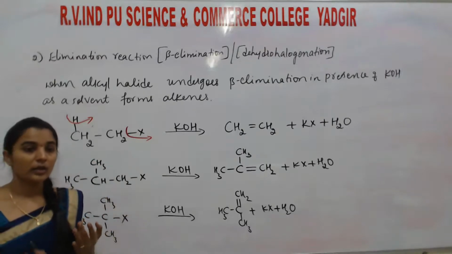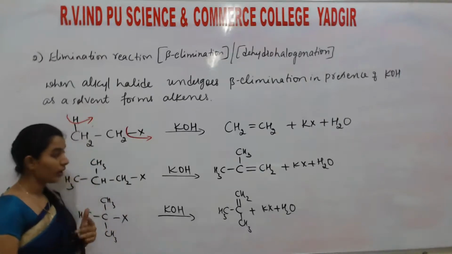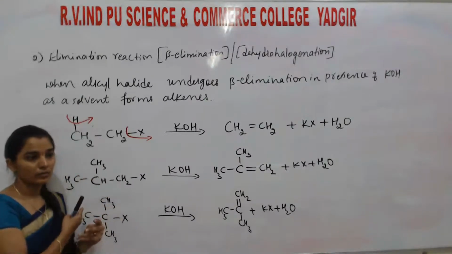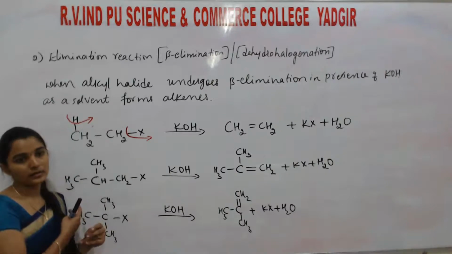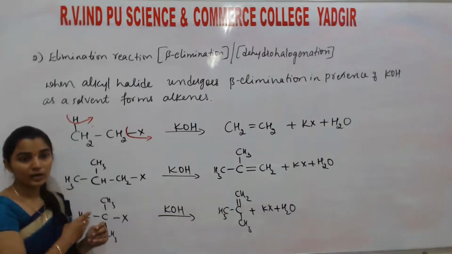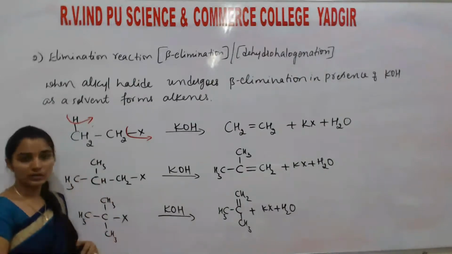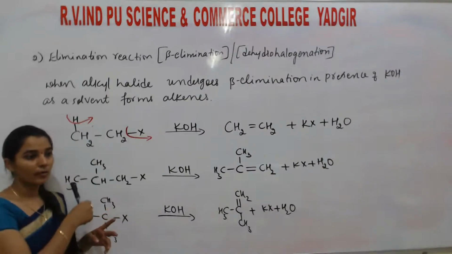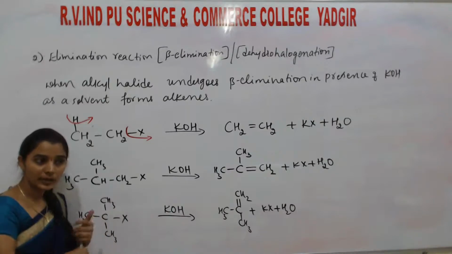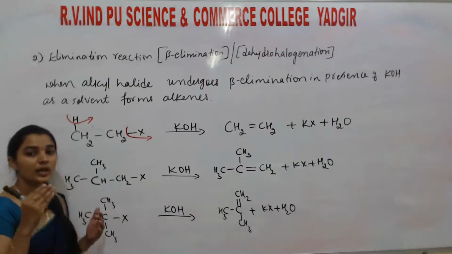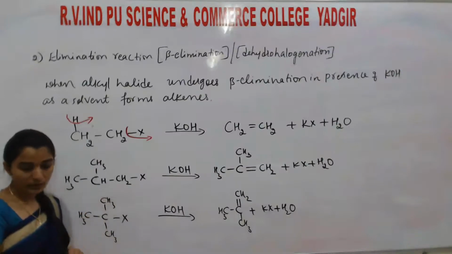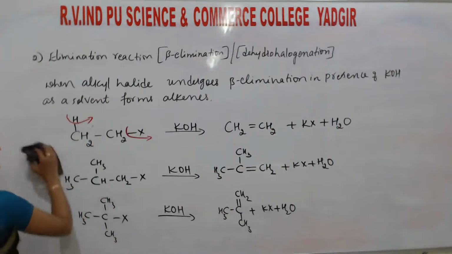Then they may ask to write the elimination reaction, or how the alkene is prepared from alkyl halides. Preparation of alkenes from alkyl halides, that is also this reaction. Understand? They may ask what is beta elimination reaction, or what is dehydrohalogenation. Everything is same. Understand?